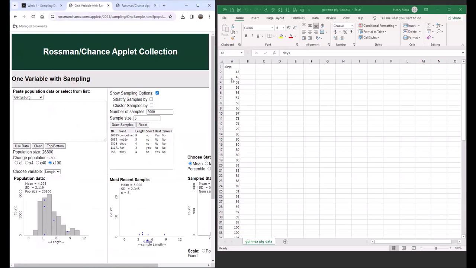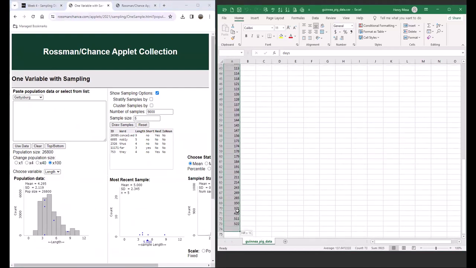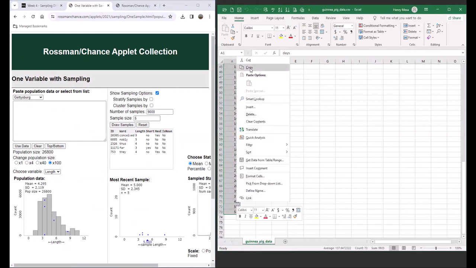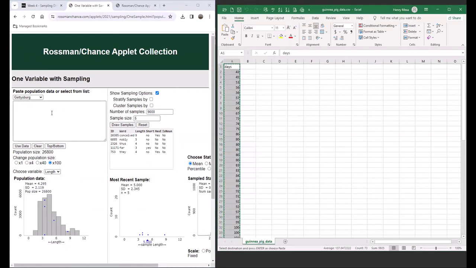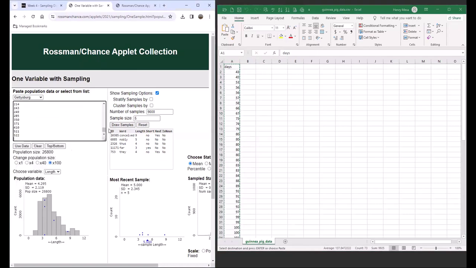So I'm going to come over here and I'm going to highlight. I think I'm doing the right thing. Click on here. I can't remember if this is how you do it. I'm going to find out in a second. Come back here and right click, and I'm going to paste. And that was the right thing to do.